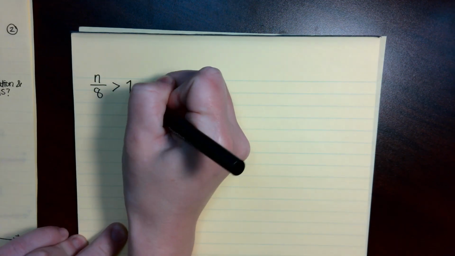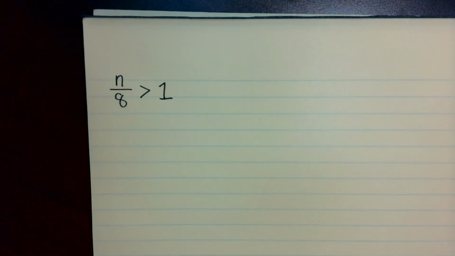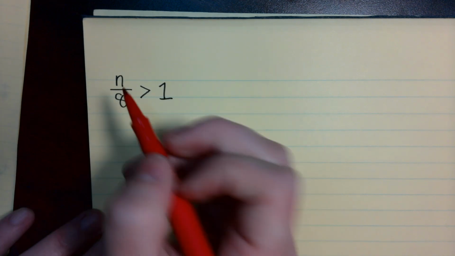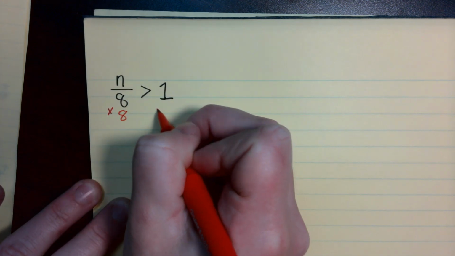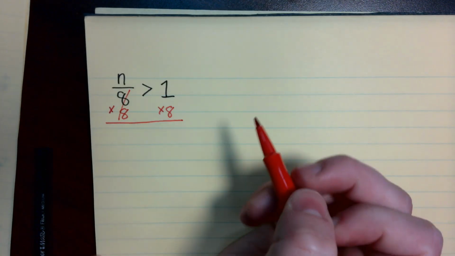So let's do, I've got n divided by 8 is greater than 1. What would I do to solve an inequality like this? Yeah, we have divided by 8, so we're going to use our inverse operations and multiply by 8 on both sides. What happens to my 8s? They cancel. Then what?